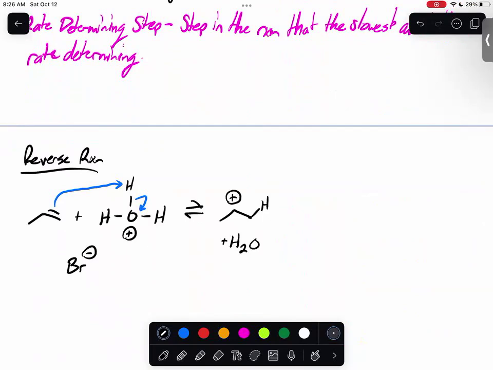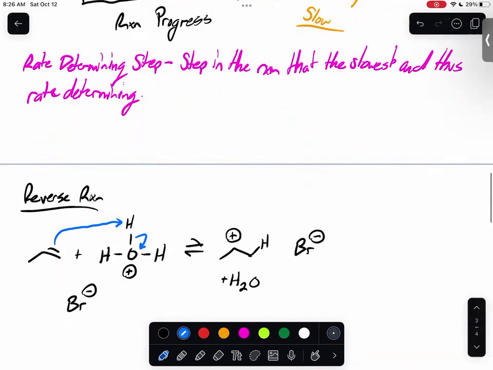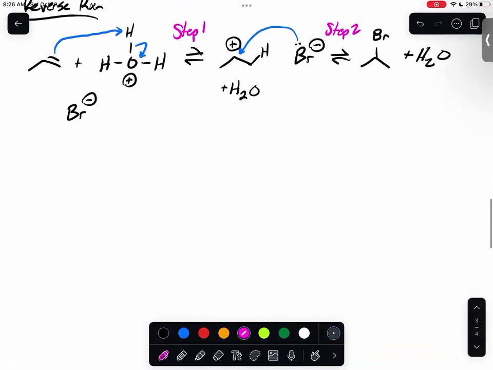And then the first step of the reaction, step one up here for the forward, was the bromine breaking apart, dissociating from the complex there. Now what we're going to see is that the reverse of that would have to be the bromine associates with that. So it's just going to associate with that positive charge right there, and we end up with the alkyl bromide and H2O. So again, it's two steps, and each step is the exact opposite of the original direction because that is the principle of microscopic reversibility.